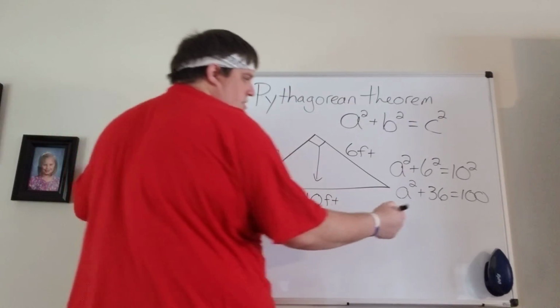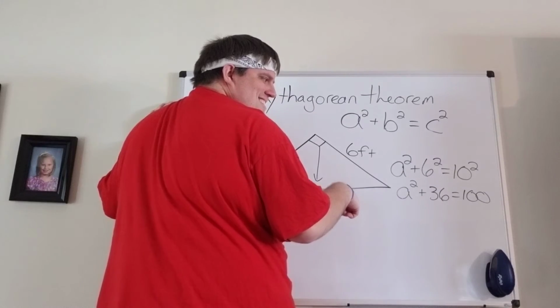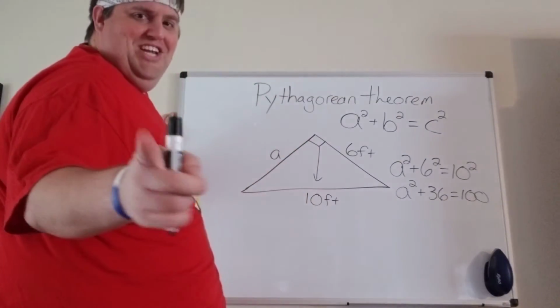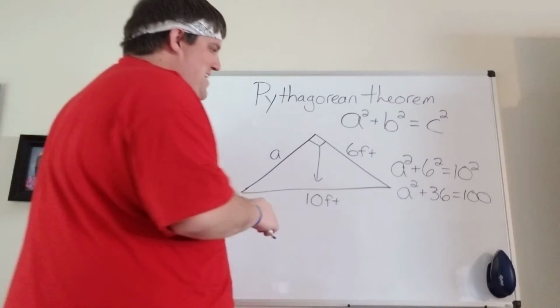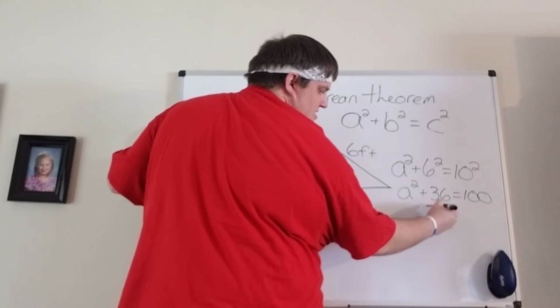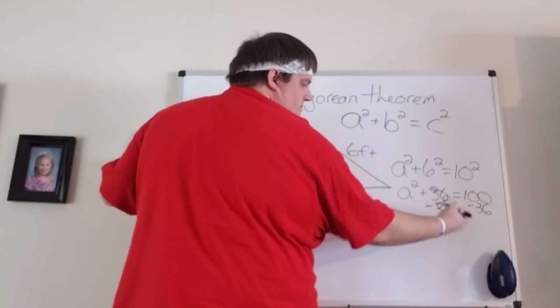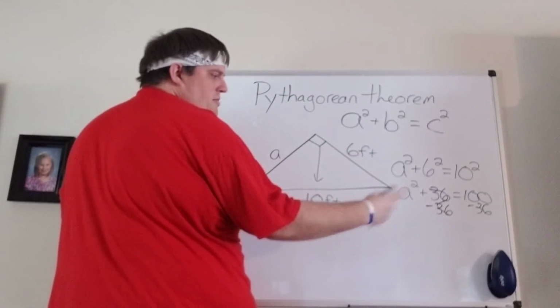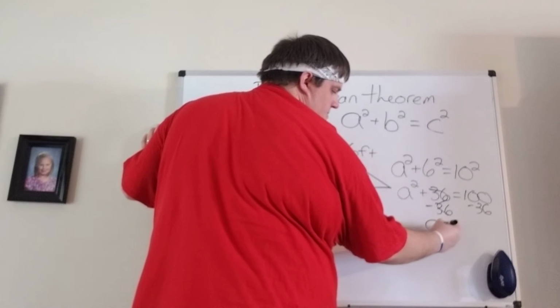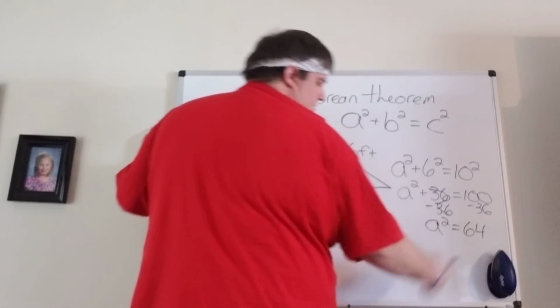This is no, what's that word? Exception. No exception. That's it. No exception. So, if I want to get a by itself, we got to get rid of this plus 36. So we're going to subtract 36 from both sides. Every time you're looking for a leg, you're going to have some step right here where you subtract something from one side to the other. That gives me a squared equals 64.